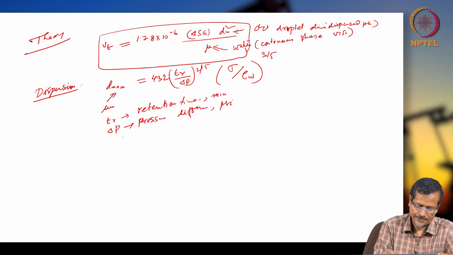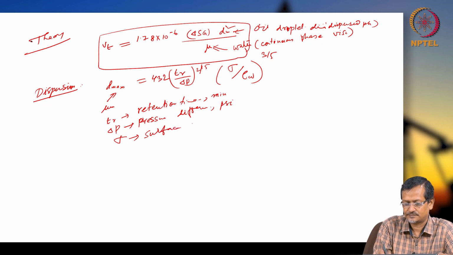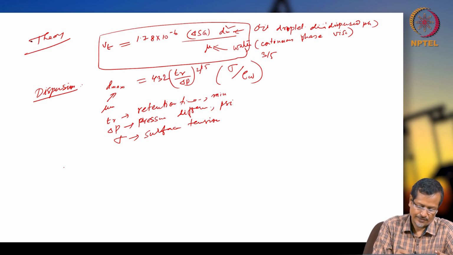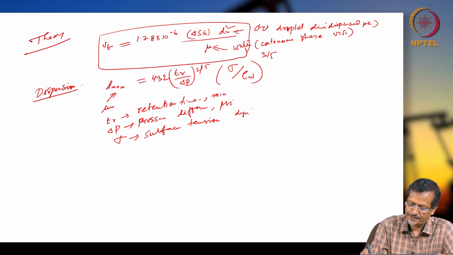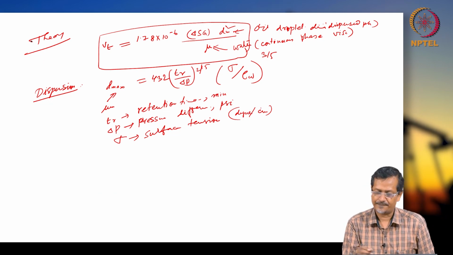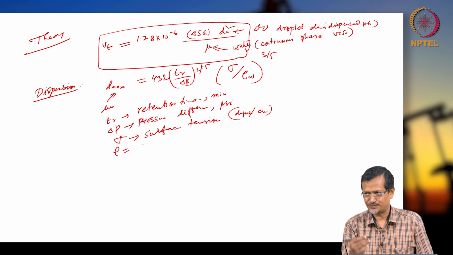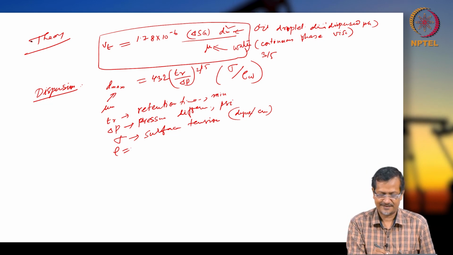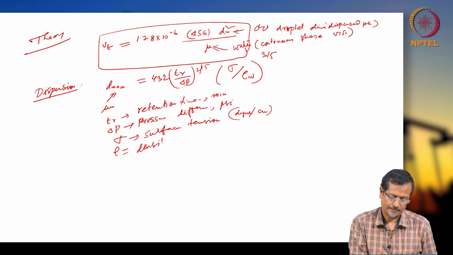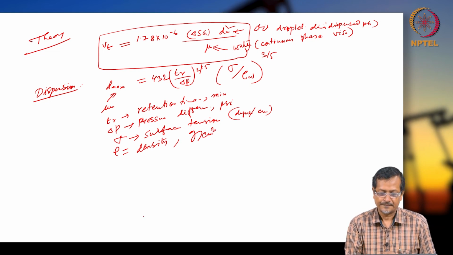And what are the terms? Sigma is surface tension. Actually, it is oil surface tension, in dyne per cm. So the surface tension unit you should also remember. If I do not give the surface tension unit, you should remember this is the standard unit. Rho is density, in gram per centimeter cubed.